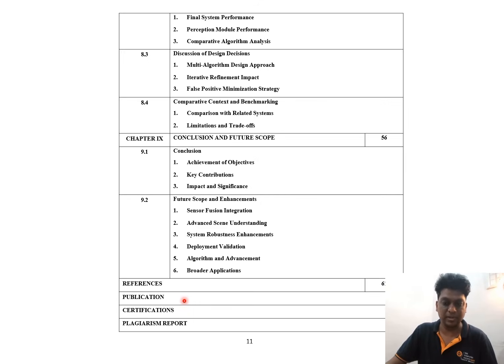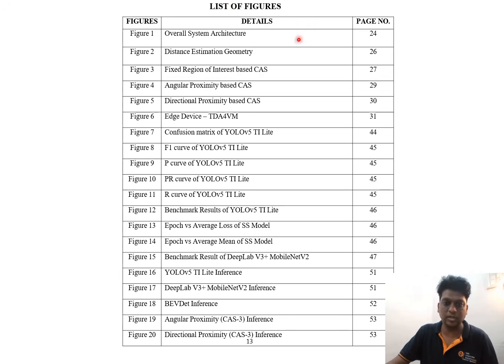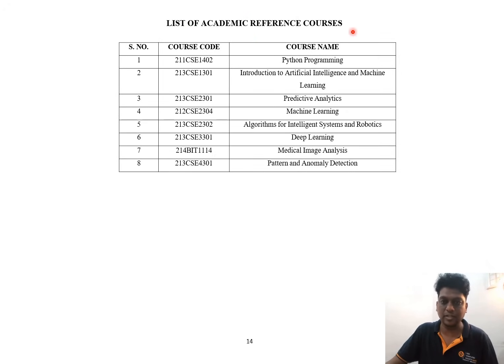If in some cases you have a patent, you can also mention that. Then the certifications related to your project: if you have completed any certifications, you should also include them. Then the plagiarism report, the list of diagrams that you used, and the list of academic reference courses. This semester itself you have studied many subjects related to your project.